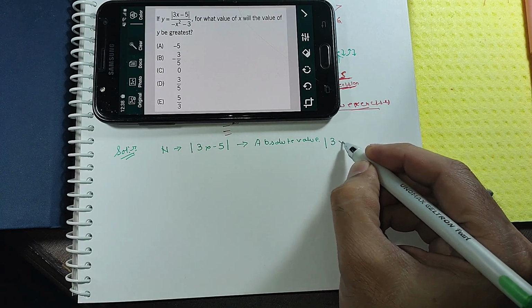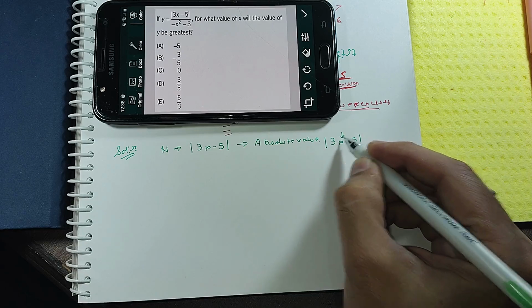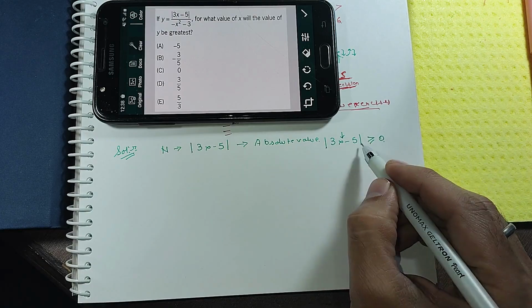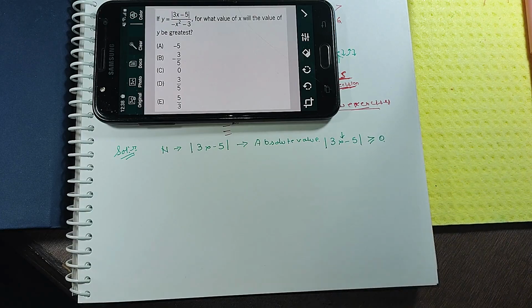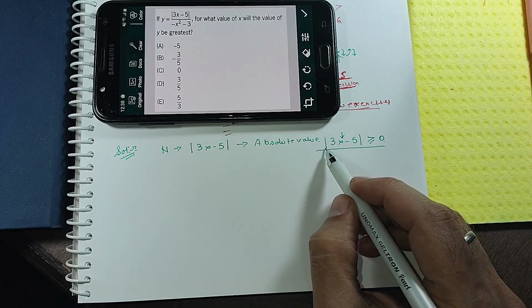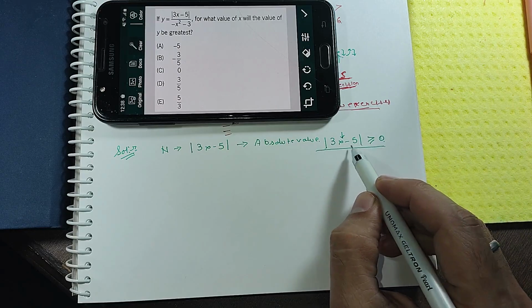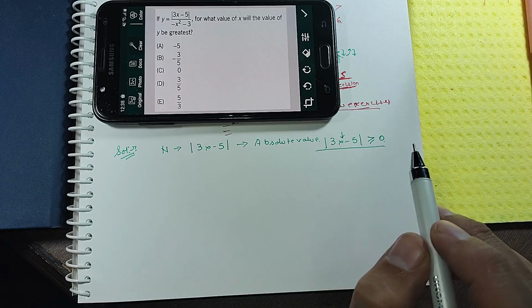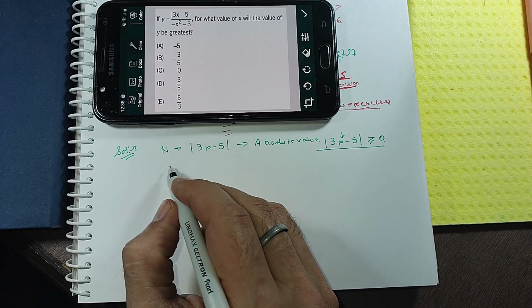So 3x minus 5, irrespective of the value of x, the outcome of this will always be greater than or equal to 0, because modulus only calculates the magnitude or absolute value. Right? Now this is a very important concept which is commonly tested in GMAT. So the absolute value of anything inside, irrespective of the value of x, will always be greater than or equal to 0.